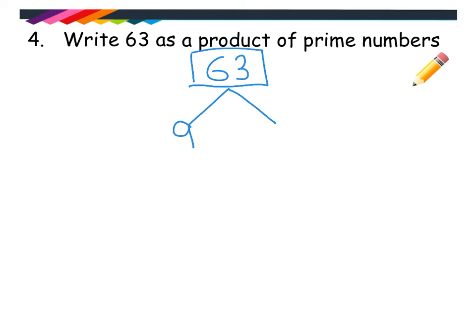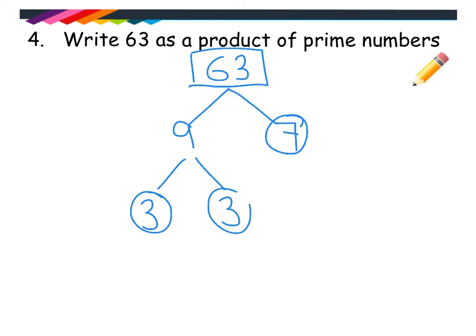9 times 7 is 63, so we do 9 times 7. Now 7 is prime, so we stop there. But 9 isn't. 9 can then be written as 3 times 3. Now 3 and 3 are prime numbers, so we are done. That's us at the end of our factor tree.